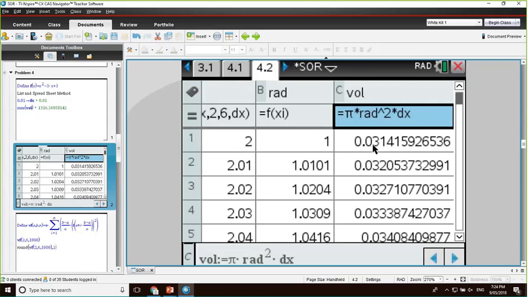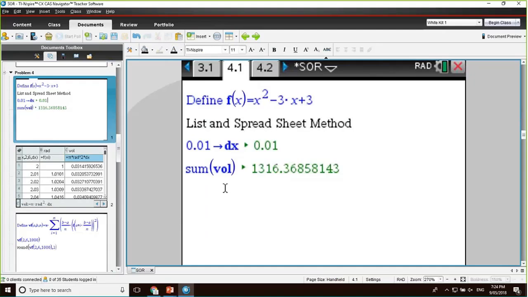So that's actually giving me individual volumes. Now what I need to do is to sum that up. So if I go back to my screen here, I've got over there sum of the variable that I had defined in column 3, which is volume, and it gives me this approximated value. So if I change this value here to 0.05, it's going to actually be a bigger approximation. So you see it's 1344 at the moment.